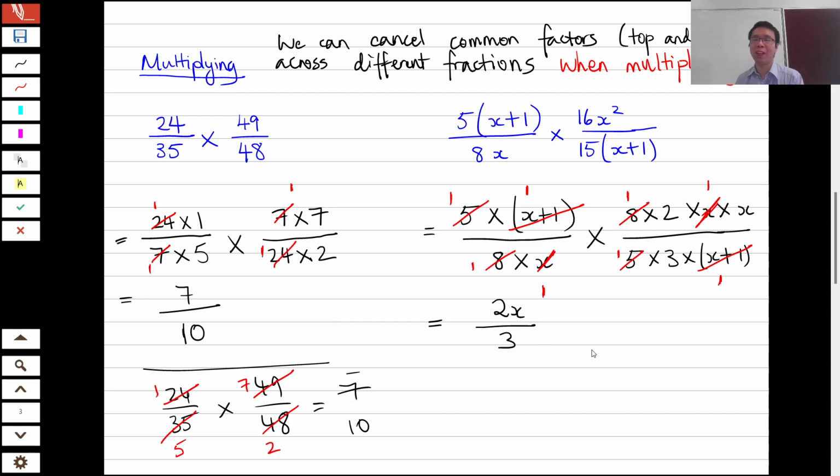Again, I hope you're seeing that 2x on 3 is much simpler than this mess on top. And that's why we are teaching you to simplify fractions. If we can make life easier in maths, we want to do it. All right, now I'll just show it to you the fast way. So I'll write the question again.